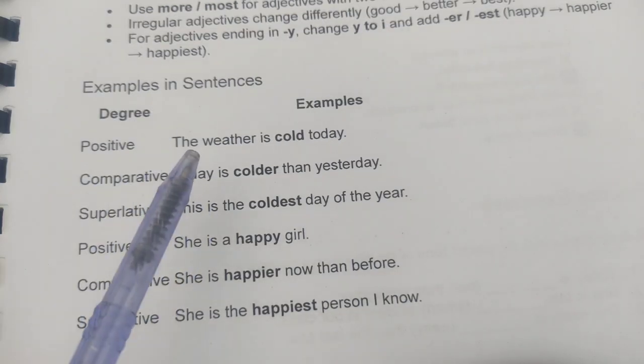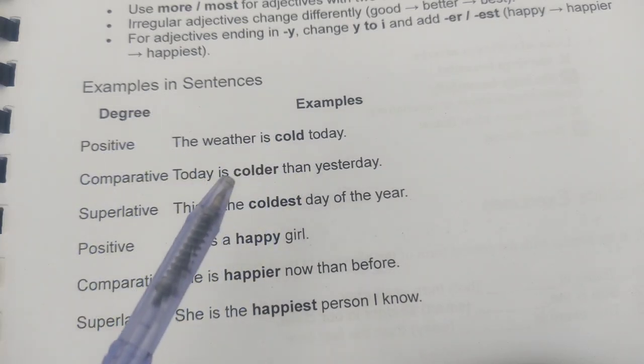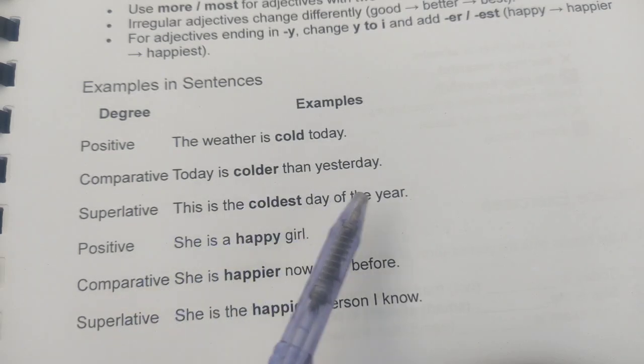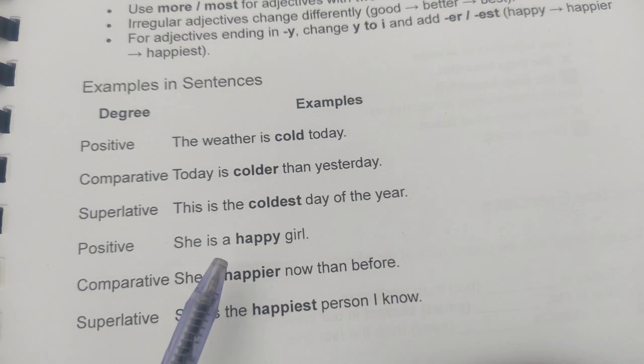Here we have more examples using these adjectives. The weather is cold today, today is colder than yesterday, this is the coldest day of the year. Positive, comparative and superlative, again: she is a happy girl, she is happier than before, she is the happiest person I know.